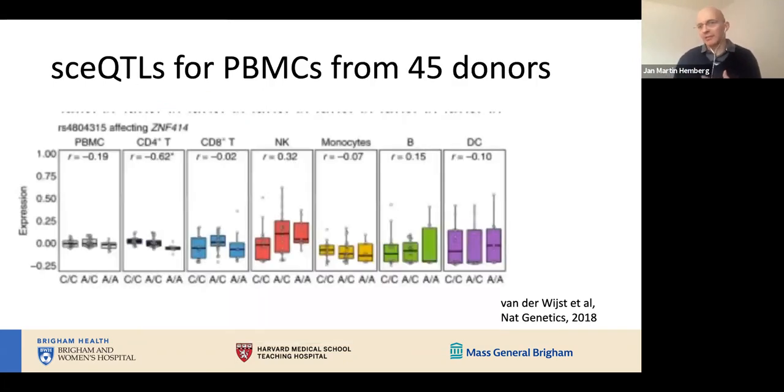The first study that looked at QTLs in a single cell data set at a meaningful level was published in 2018 from the Franke group. They looked at about 25,000 cells from 45 different donors. They found, I think, 379 different cis-eQTLs. Most of these, about 330 or so of them, were also found in an equivalent bulk RNA-seq sample.